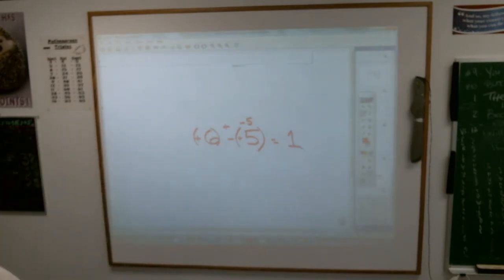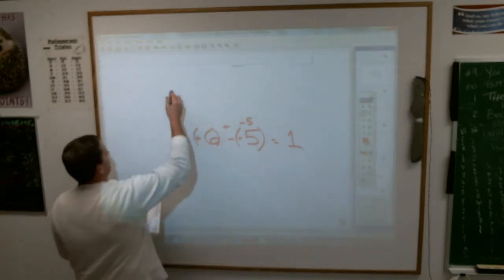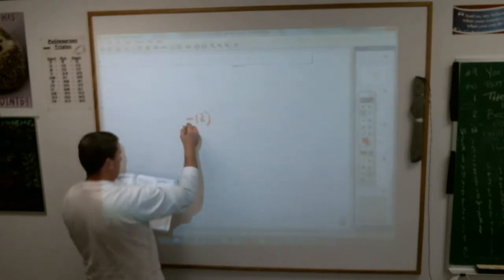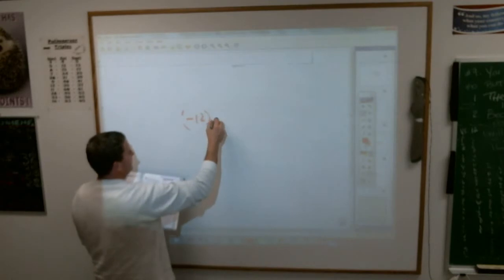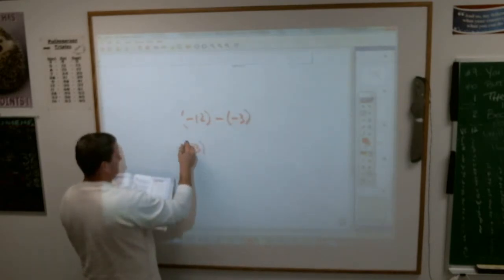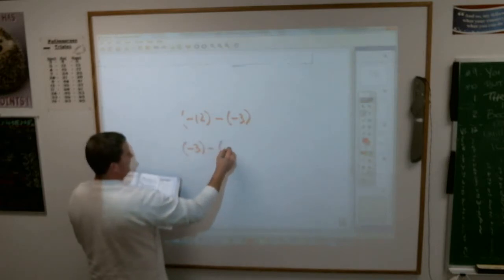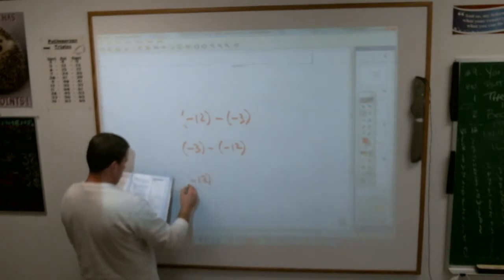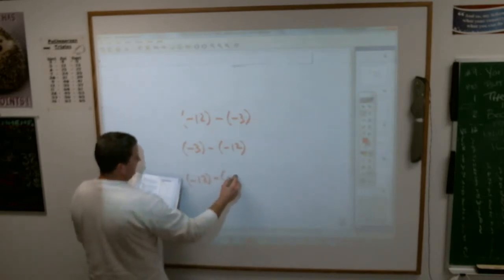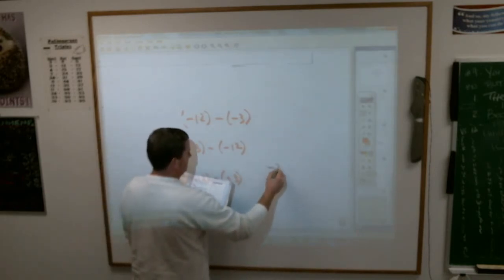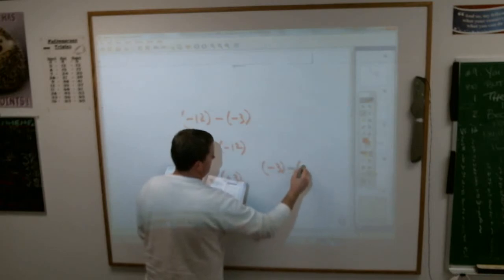Let me throw a bunch at you here. I should maybe use different colors. Yes. Wouldn't that help? Okay, well, I'll give you a chance. You try these as I write them up here, and we'll talk about it. Negative 12 minus negative 3, negative 3 minus negative 12, negative 12 minus positive 3, and negative 3 minus positive 12.